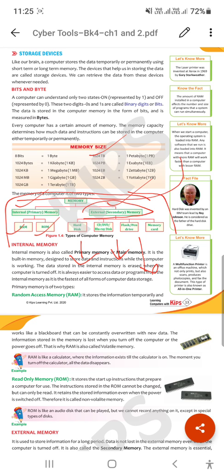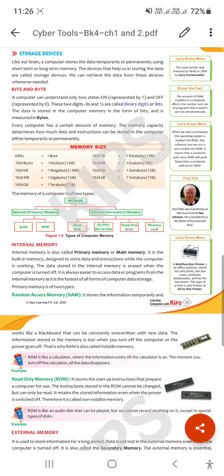Random access memory is used to store information on a temporary basis. Suppose we are working on the computer system, whatever we work on is saved temporarily in RAM, random access memory. RAM is like a calculator, and it is a volatile memory. Volatile means whatever information is saved in RAM, if you switch off your computer, it vanishes, it is automatically deleted. It is not saved permanently. That is called volatile memory.